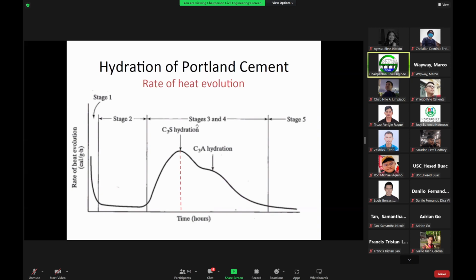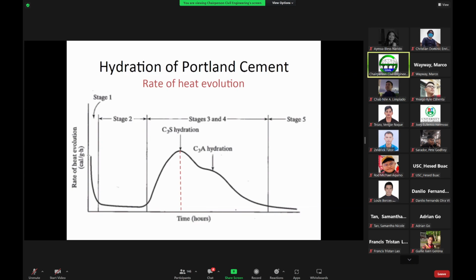I mentioned stage 3 earlier. So stage 1 here. Stage 1 is what we call dissolution, or that's when the cement grains dissolve in your water. You start the hydration process. During this dissolution, you will see a very rapid evolution of heat. From this graph, the rate of heat evolution is quite high in stage 1.